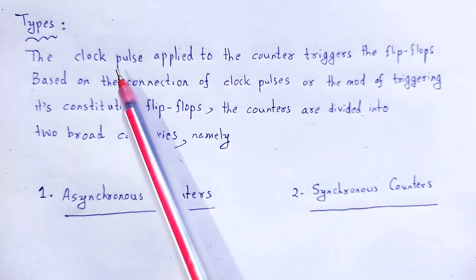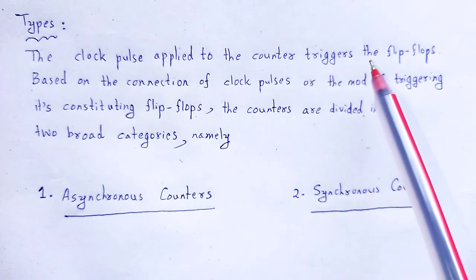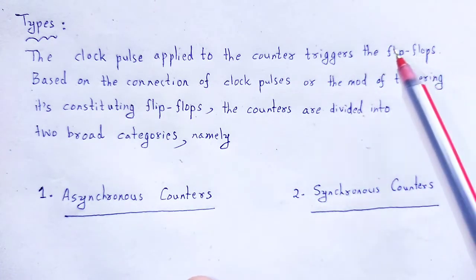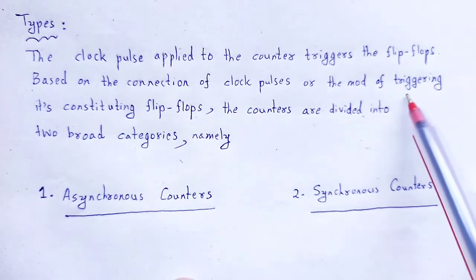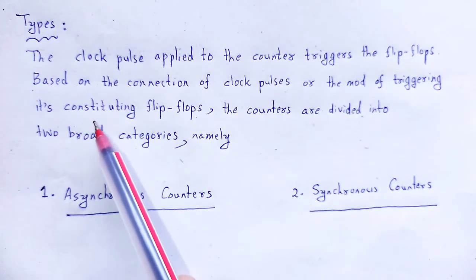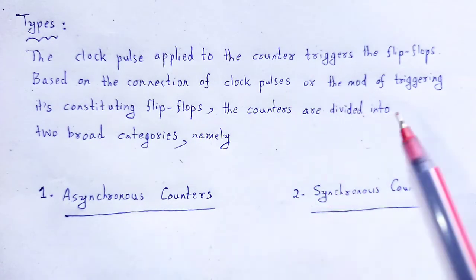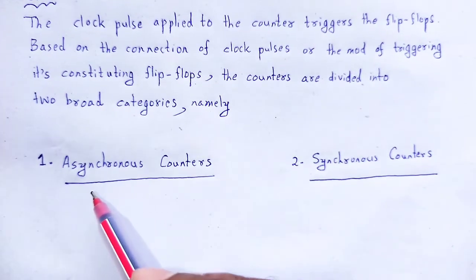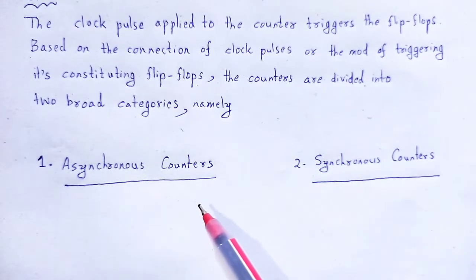The clock pulse applied to the counter triggers the flip-flops. Based on the connection of clock pulses or the mode of triggering its constituent flip-flops, the counters are divided into two categories. One is asynchronous counters, another one is synchronous counters.